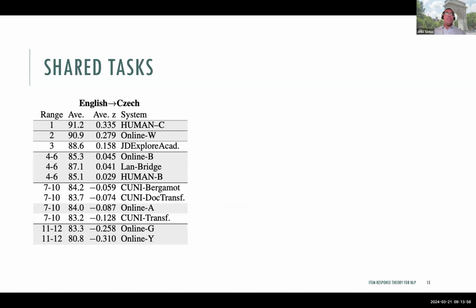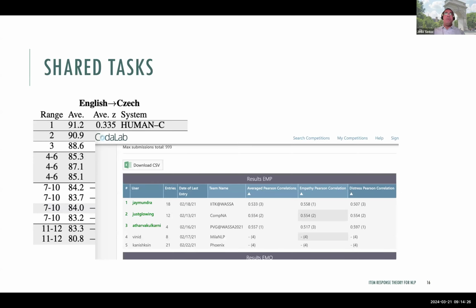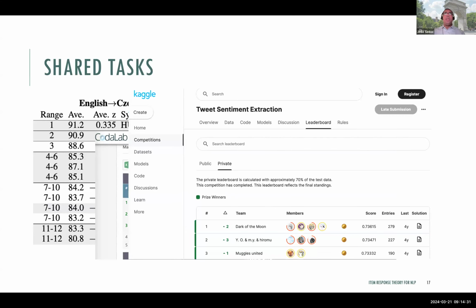So besides just leaderboards, there's also shared tasks. Here we have a common task which is given to a community, and within that common task, we try to have people submit their submissions within a short amount of time, and then we rank the submitted systems. This is an example of the machine translation system in a recent workshop on machine translation. But we have many more, like Codalab and Kaggle competitions, which are all sort of shared tasks.